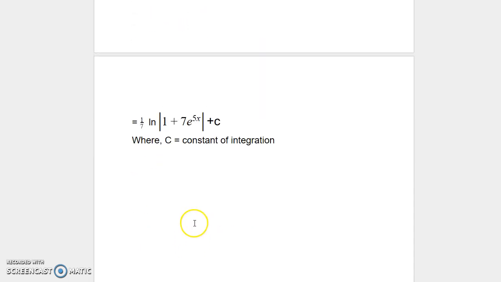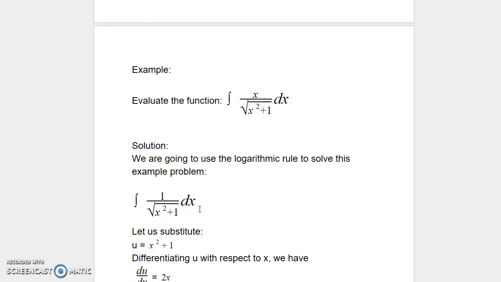So this is the way we're going to solve example problems related to logarithmic functions. Let's look at another example. Let's say this time we want to evaluate the integral of x divided by square root of x squared plus 1 dx. We're going to use the logarithmic rule to solve this example problem.